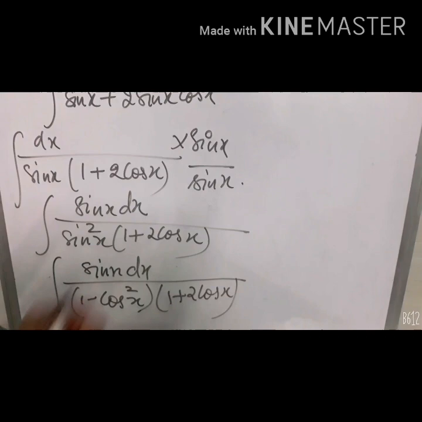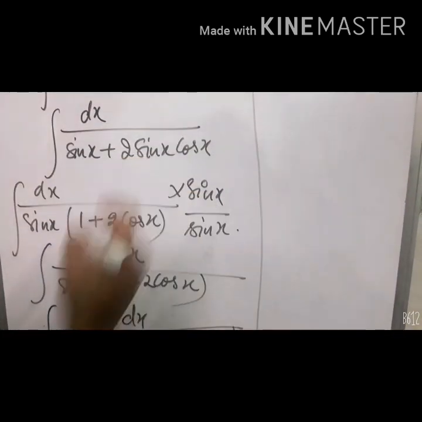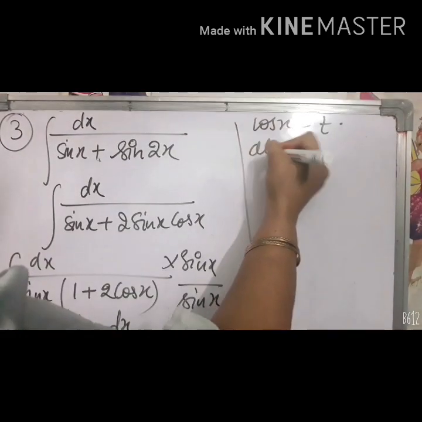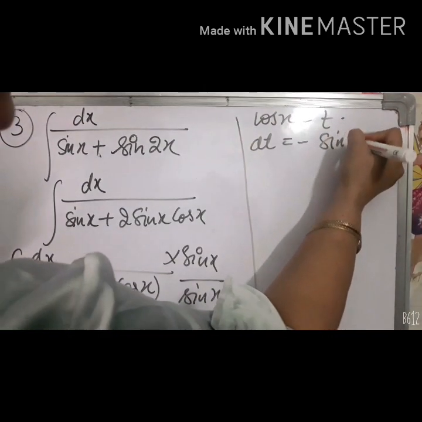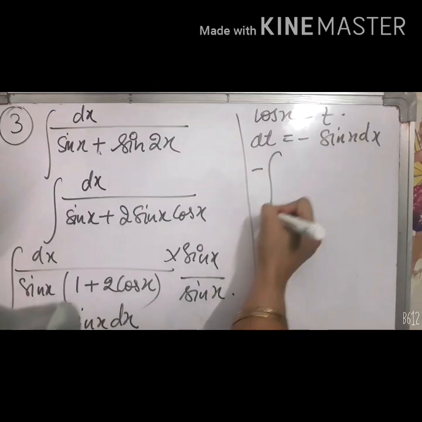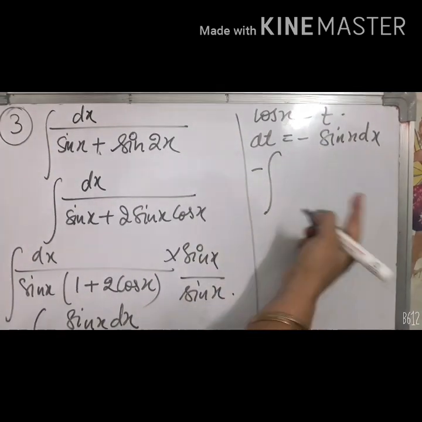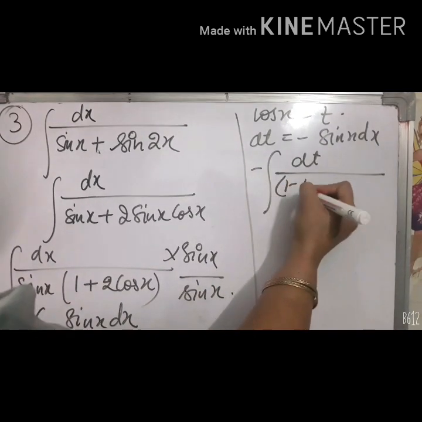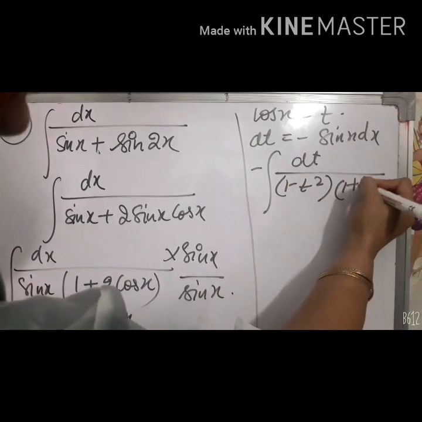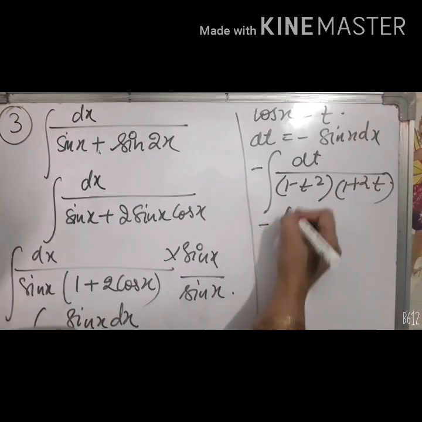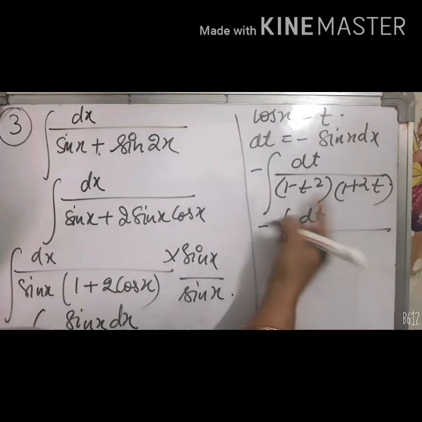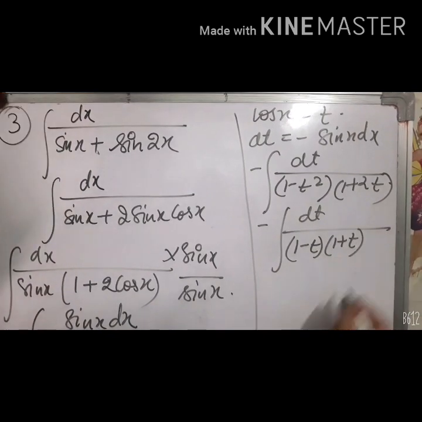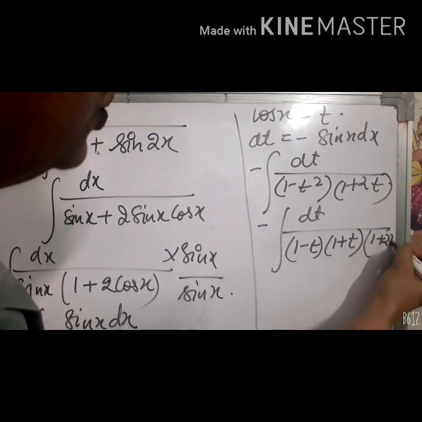Fine. Now take cos x as t. So what is your dt? It becomes minus of sine x into dx. I will take the minus out. It becomes dt by 1 minus t square into 1 plus 2t. Now minus of dt by 1 minus t square, I will write 1 minus t into 1 plus t into 1 plus 2t. Fine.